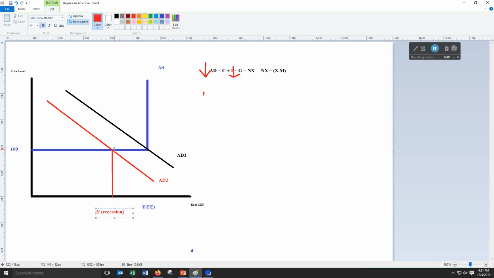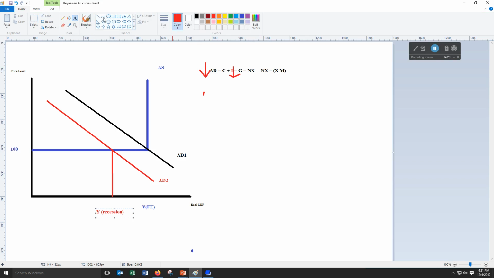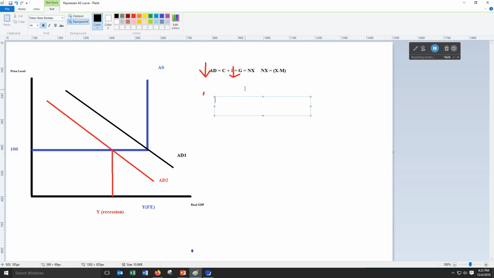Now, Keynes thought that the only thing that could get you out of this recession would be an increase in spending. That somehow we've got to increase C, I, G, or NX in order to get the economy out of this recession. Well, how do we do that, right? So here, I'll put it down here. I'm going to put the plus signs in there this time. Aggregate demand is equal to C plus I plus G plus NX. So we need to boost aggregate demand from AD2 back to AD1. How do we do it?